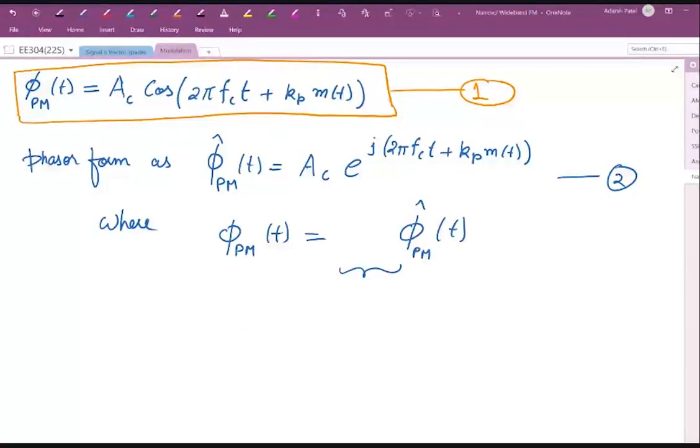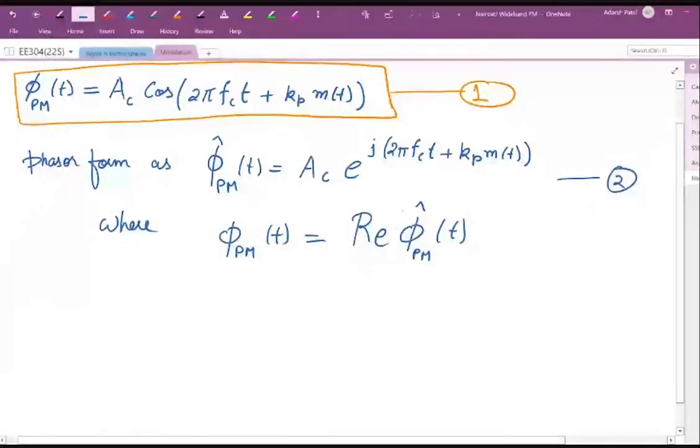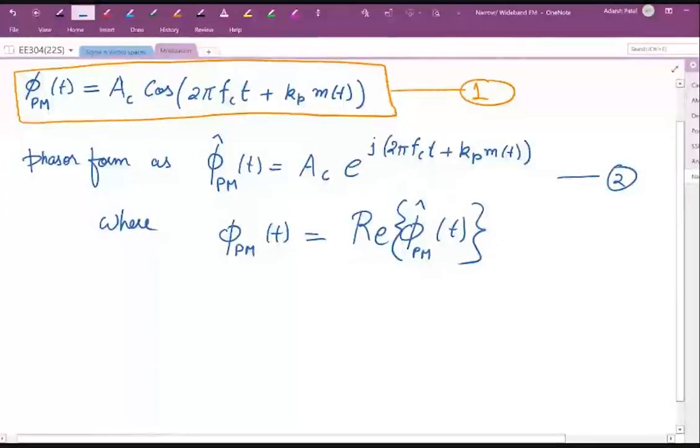Sir, excuse me, sir. We only take the real part because both real and imaginary parts are present in phasors. So what you are suggesting is that in here I should say real part of this. Is it? Yes, sir. Correct. This is the answer I was looking for. So if I just say real part of this, then I can write the above phi_PM as this. A simple answer.